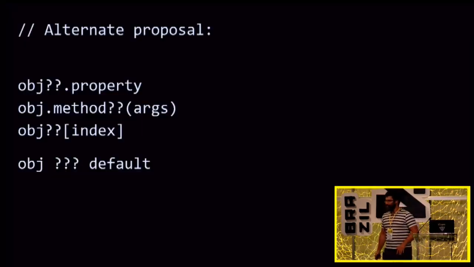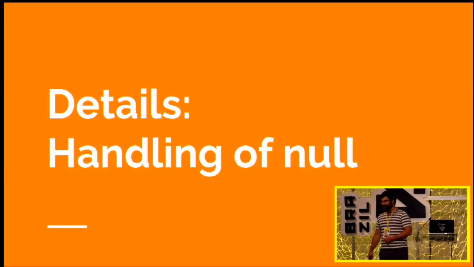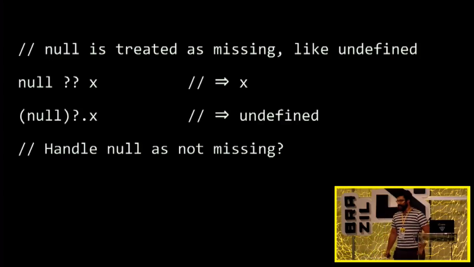So this is one current controversy that we're having that will need to get resolved before stage 2. And there are some GitHub issues that you can all chime in on if you're interested in this. Another controversy is the handling of null. Currently, null is treated as sort of a missing value, like undefined. Some people say null and undefined should be treated the same, and some people say undefined should be missing, whereas null is sort of a present value, which is null.